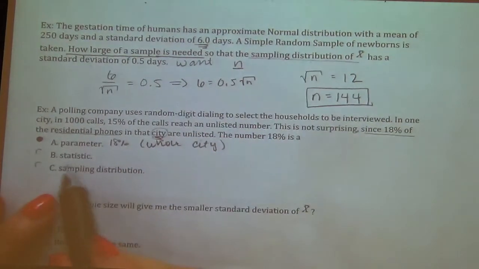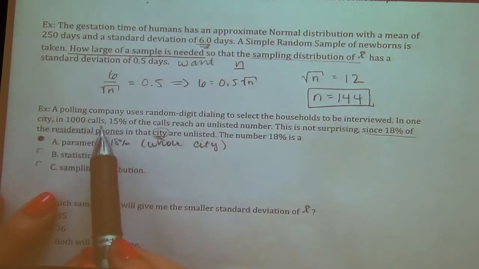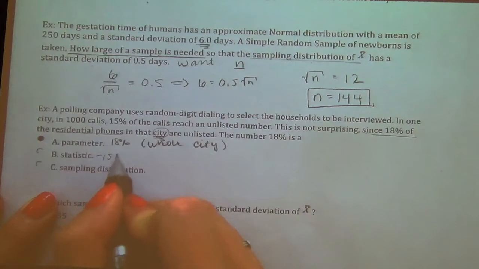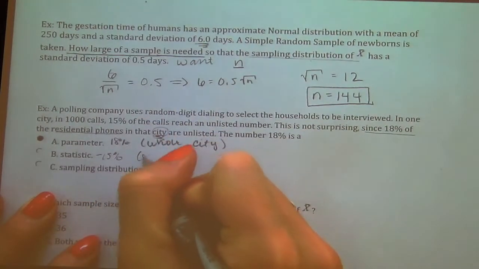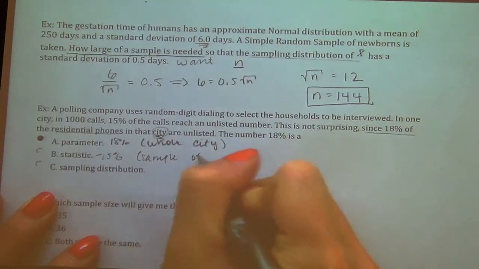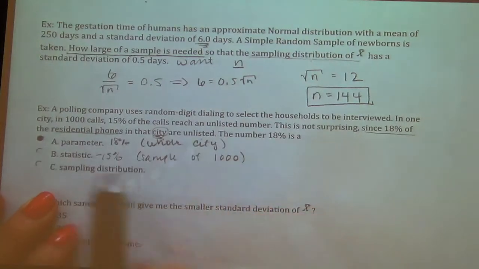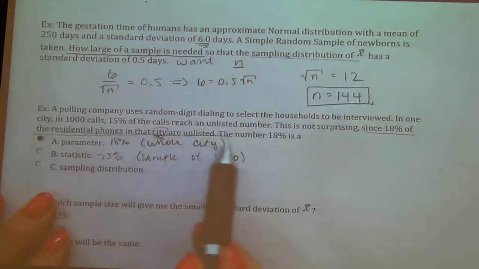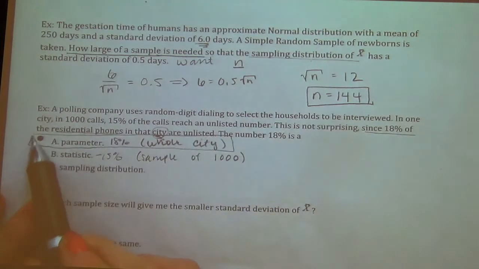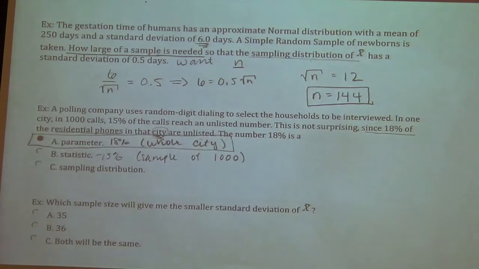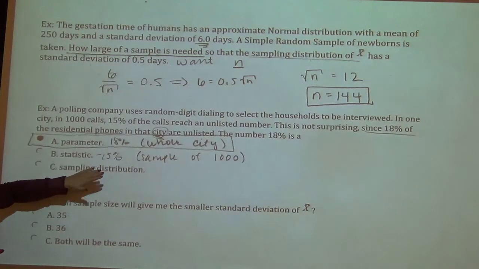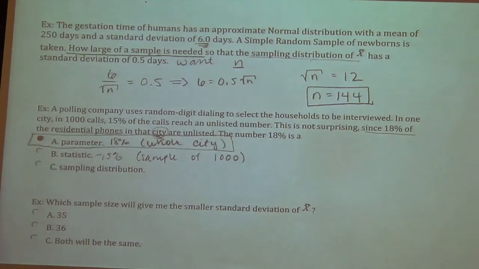If we wanted to think about a statistic, the statistic here would be 15%, because it comes from the sample of 1,000 calls. The 18% is a parameter because we're looking at the entire city, which is what we're considering our population here. So the city is the population, and the 1,000 calls would be our sample.